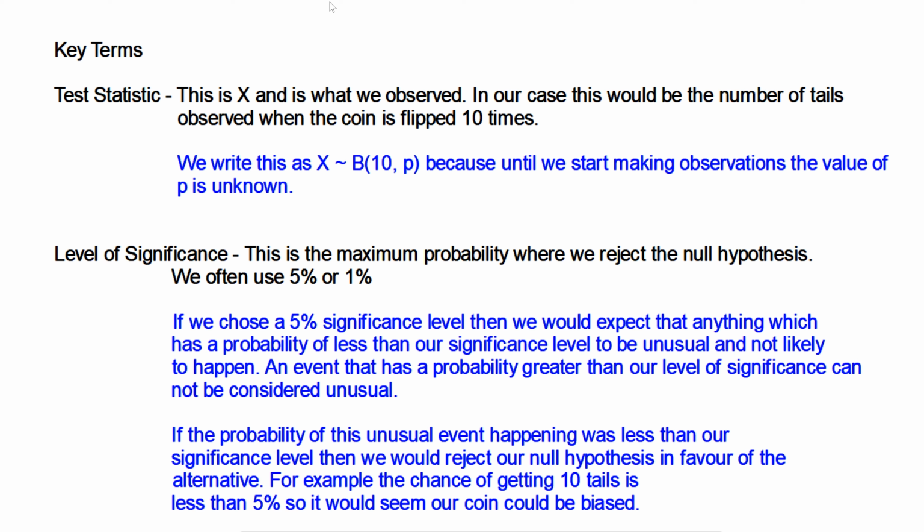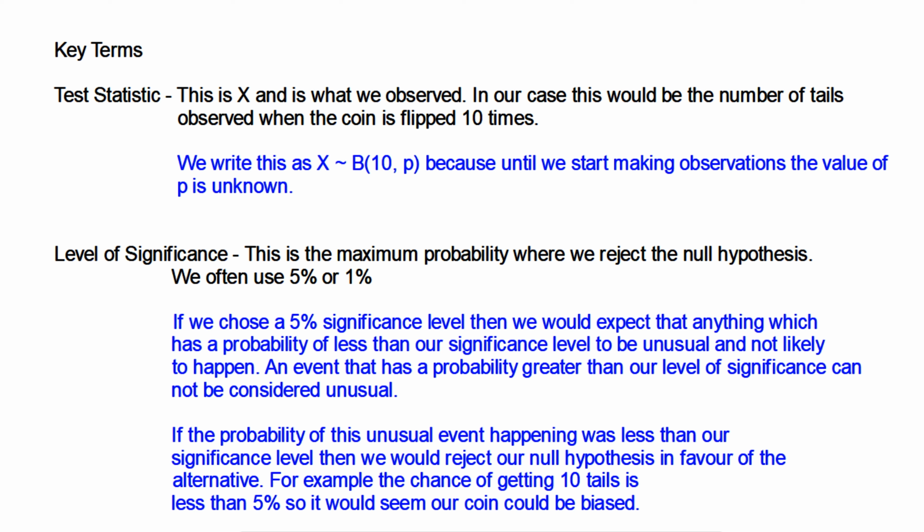Level of significance. This is the maximum probability where we reject the null hypothesis. We often use something like 5% to 1%. Now, if we chose a 5% significance level, then what we're saying is that anything which falls below that significance level is unusual and unlikely to happen. And what we would say is that if an event has a probability greater than our level of significance, that's not unusual. That's probably within the realms of reasoning. That's going to be a perfectly fine event that could happen. So if the probability of our event, or unusual event that we're testing perhaps, was less than our significance level, then we would reject our null hypothesis in favour of the alternative.